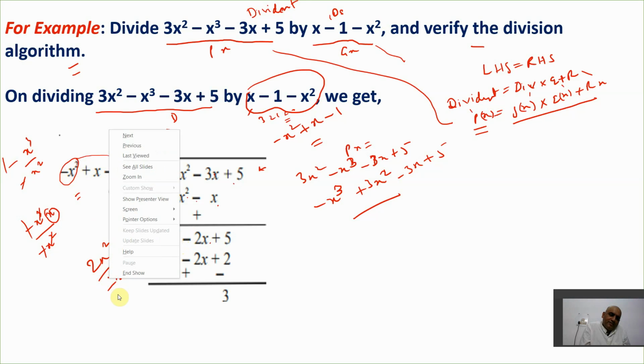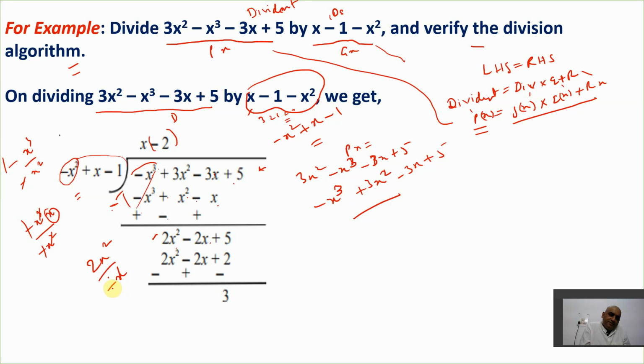This x square cancels, and it becomes minus 2. That means I have to multiply this equation by minus 2. Now I'll multiply this equation by minus 2. After multiplying this whole equation by minus 2, what equation will I get?